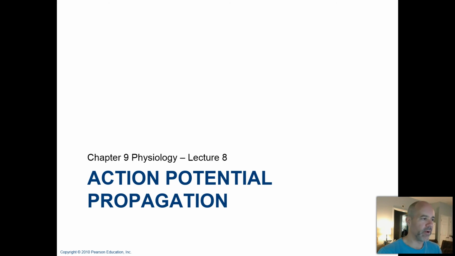Okay, we're going to continue on now with our action potential story. We're going to talk about how an action potential is propagated, which means that it is going to spread from one location to the next down our motor neuron.